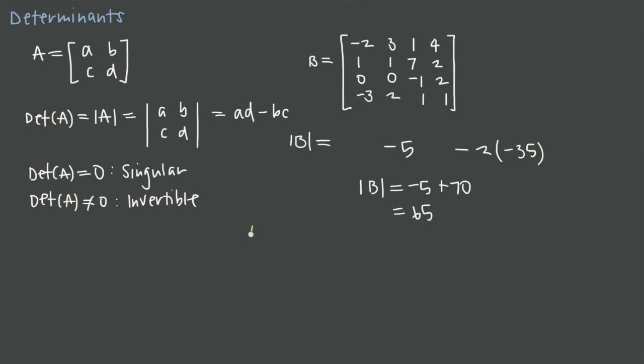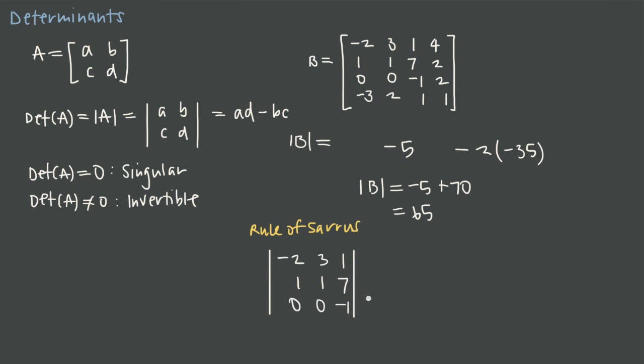The last thing we want to talk about is just a neat little trick for calculating the determinant of a 3 by 3 matrix. It's called the rule of Sarrus, and it's really simple, but it only works for 3 by 3 determinants. So let's say that instead of this matrix B here, we just take the top 3 by 3 value. So let's say we need to find this determinant here, -2, 3, 1, 1, 1, 7, and 0, 0, -1.